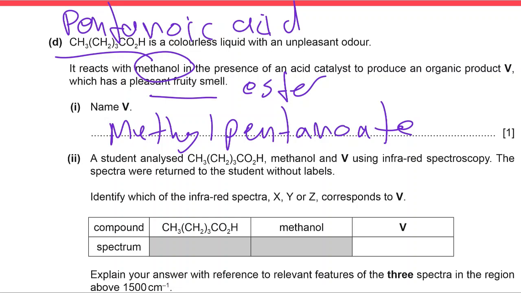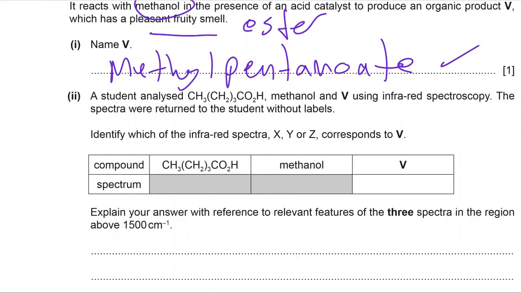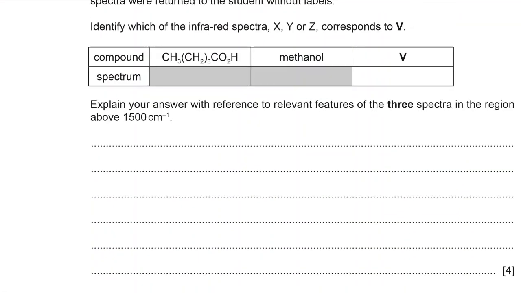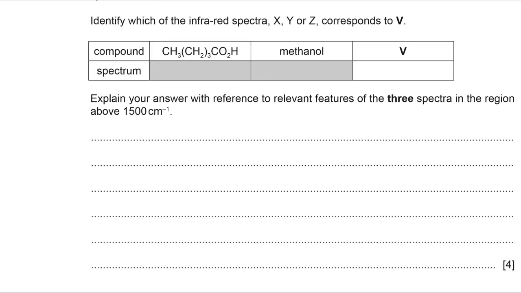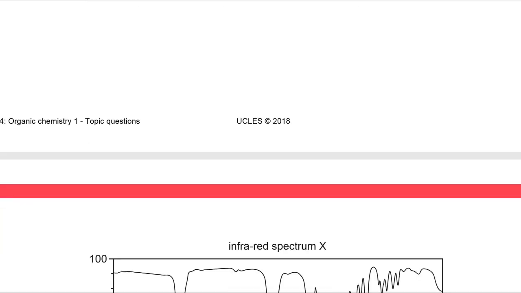A student analyzed this carboxylic acid, pentanoic acid, methanol, and V, which is the ester, using infrared spectroscopy. The spectra were returned to the student without labels. Identify which of the infrared spectra, X, Y, and Z, corresponds to V. Explain your answer with reference to relevant features of the three spectra in the region above 1500. So let's go to the spectra, then we will explain.